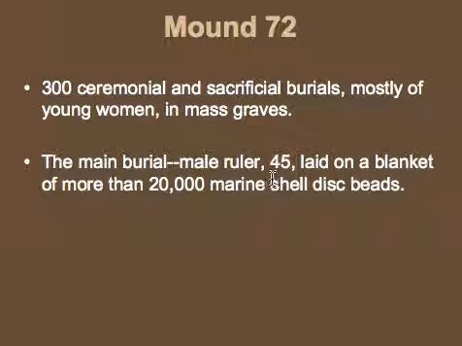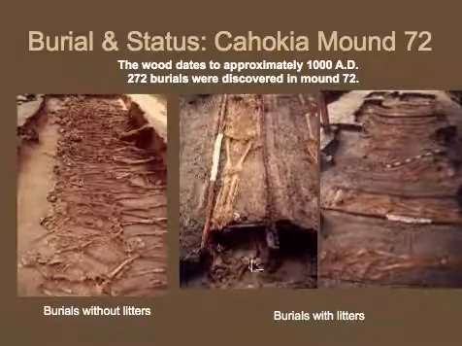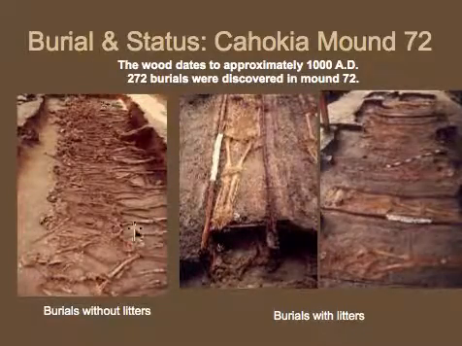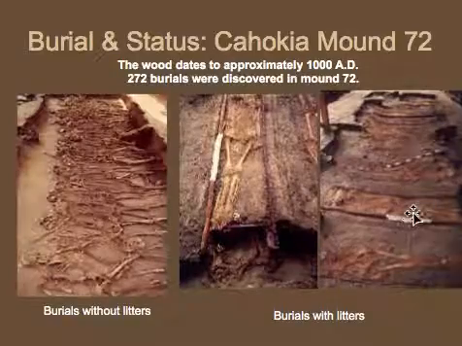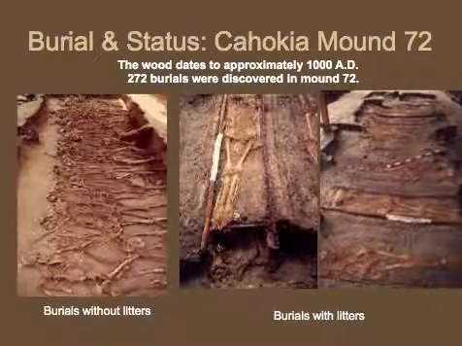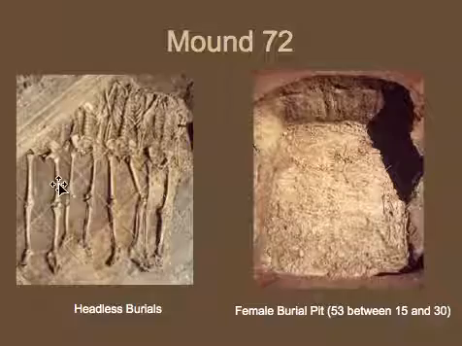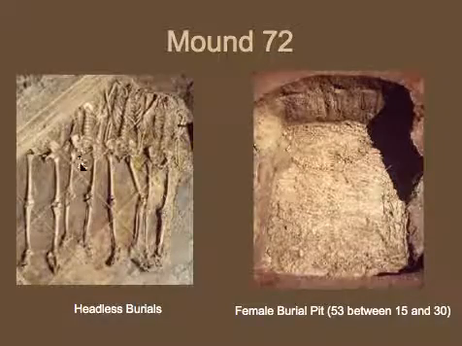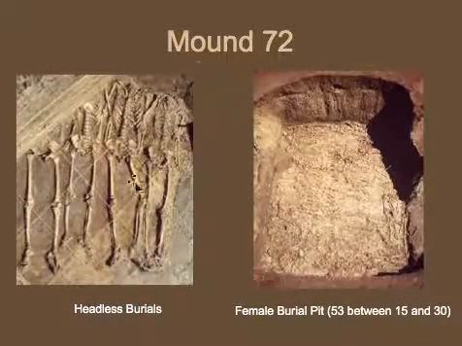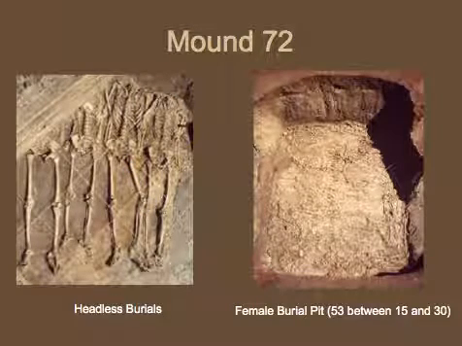Next to him were 53 women between the ages of 15 and 25 who were sacrificed with him. So not only material wealth, but also human life. Okay, so you could see some of the burials here. Some of them were buried on litters, on platforms. You also had 4 men without hands and without heads. They were decapitated and their hands were cut off.